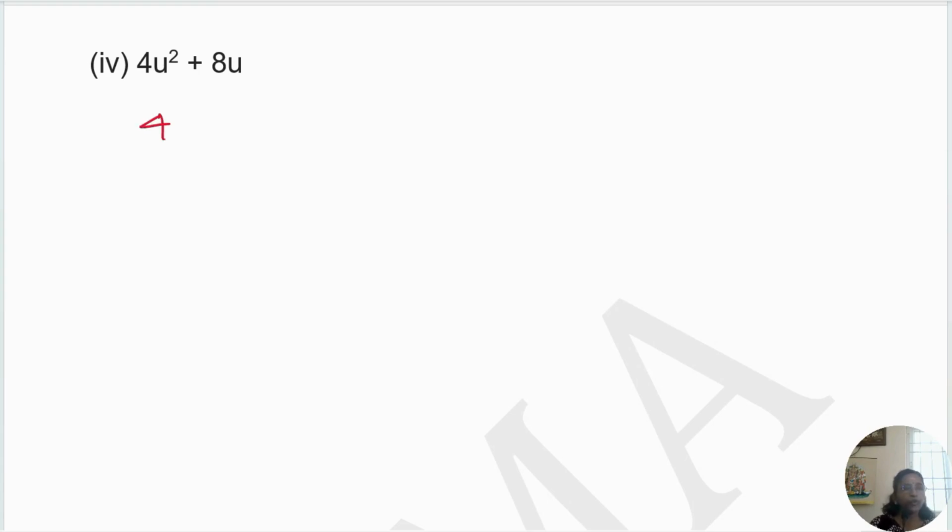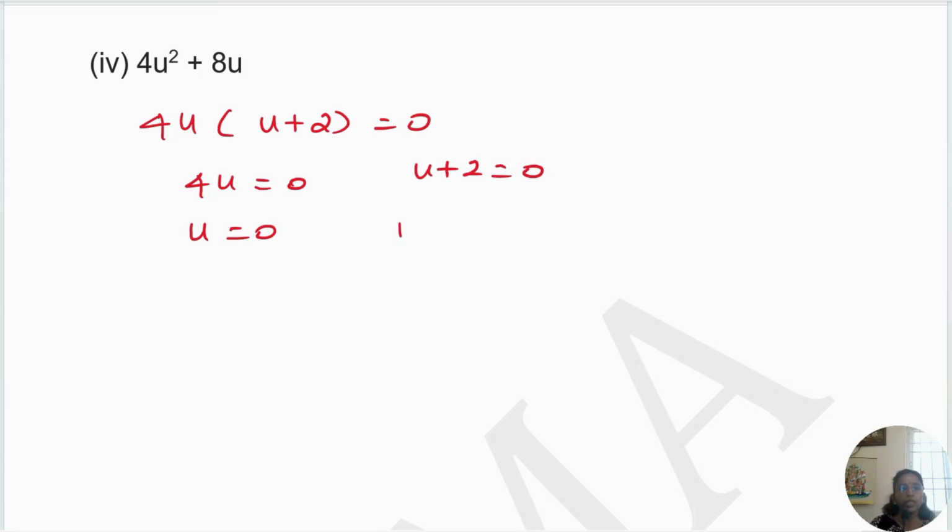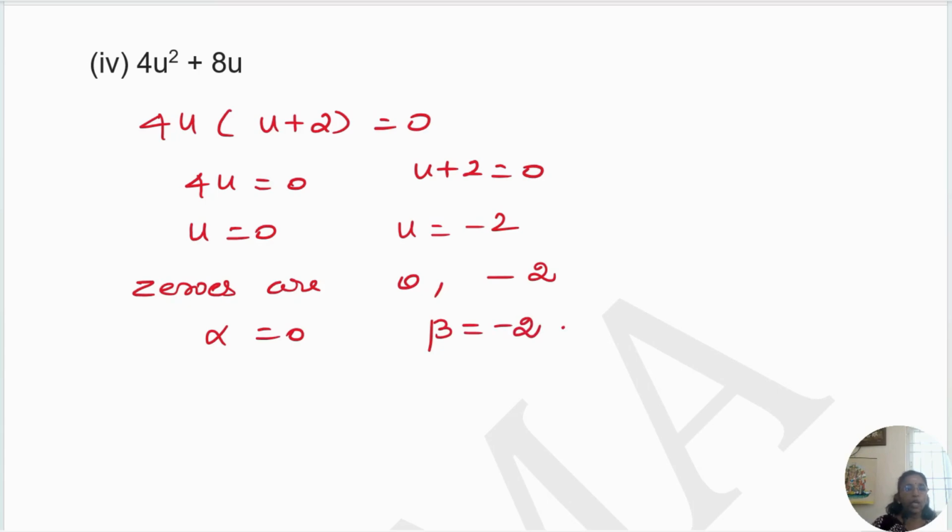So here you can take 4u as outside. So u plus 2 equal to 0. So 4u equal to 0, u plus 2 equal to 0. So u value is 0 or u value is minus 2. So our zeros are 0 and minus 2. So alpha equal to 0 and beta equal to minus 2. And for the verification process, A value is 4 and B value is 8. Since there is no constant, C value is 0 here.